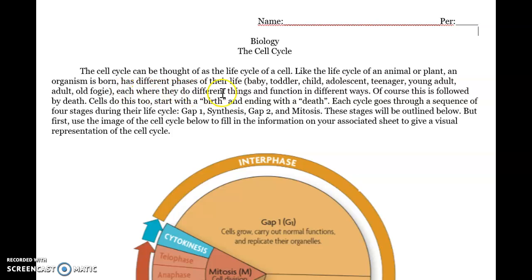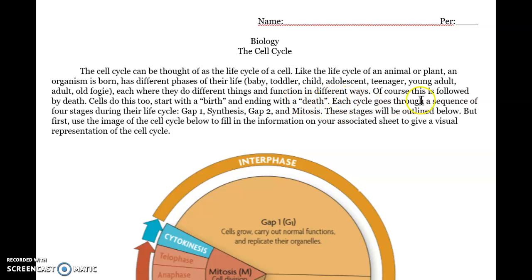Each where they do different things and function in different ways. So when we're babies, we do different things and we function differently than we do as, say, teenagers. Of course, this is followed by death. Death happens to all living things. So that is the end of the life cycle. And cells experience death as well. Cells do this too. They start with a birth phase and they end with a death phase.